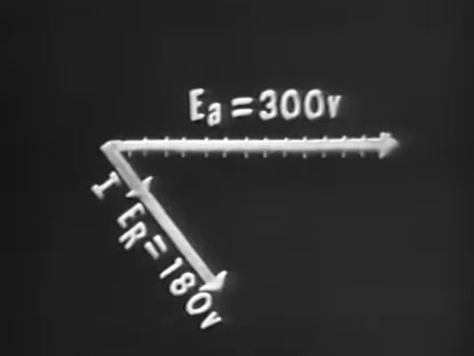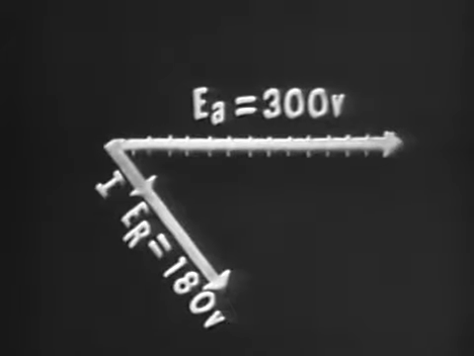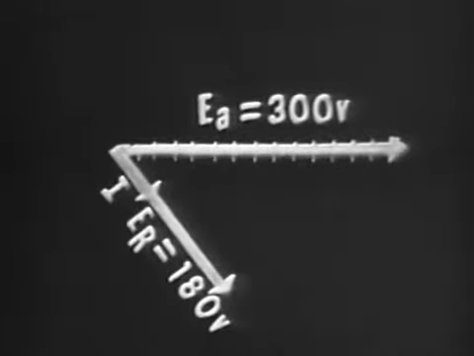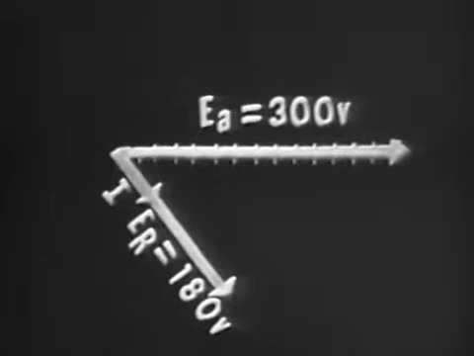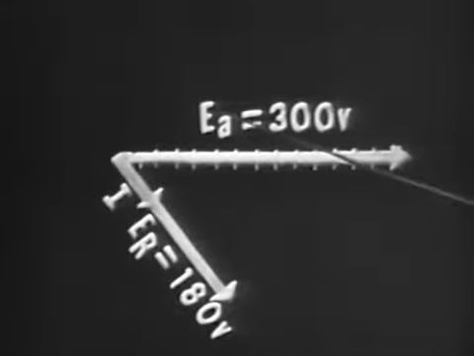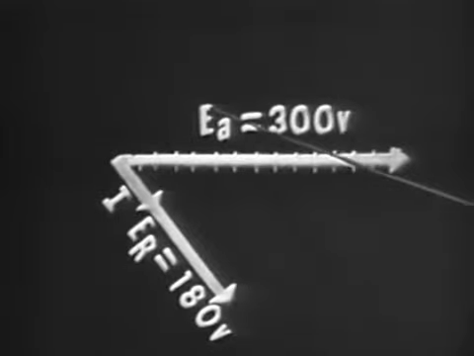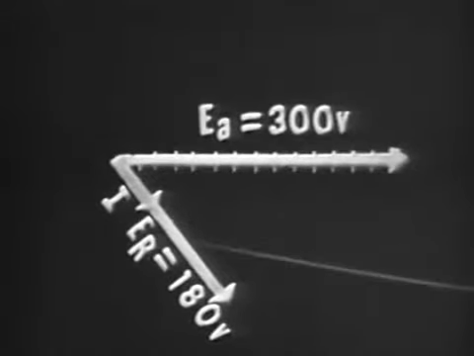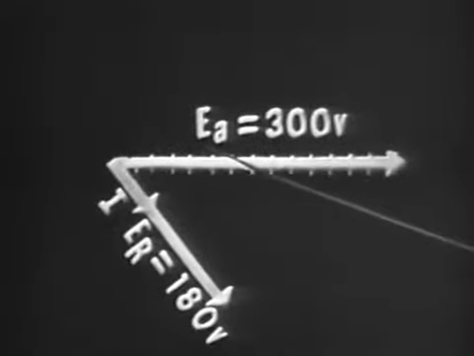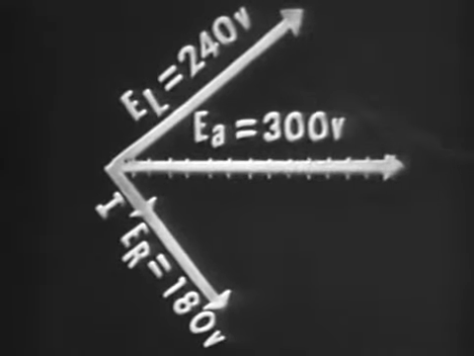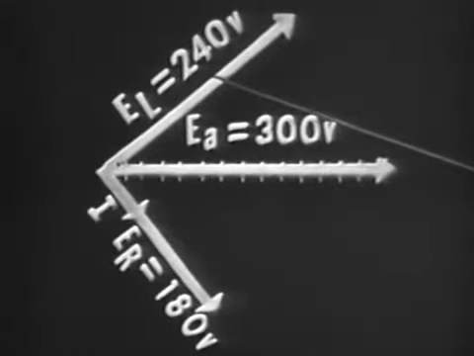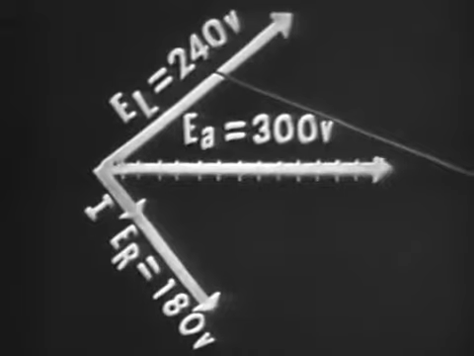We know also that the current flow through any inductor lags the voltage by 90 degrees, or the voltage leads the current by 90 degrees. Or since we're plotting the voltages, the voltage across the inductor would have to be 90 degrees in a leading or positive direction from the voltage across the resistor or the current. Therefore, EL would be plotted at approximately 37 degrees. And you'll recall from Ohm's law, EL is equal to 240 volts.